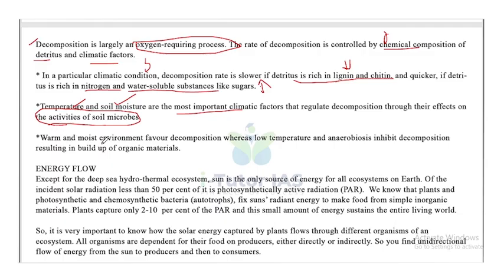Warm and moist environment favors decomposition, whereas low temperature and anaerobiosis inhibit decomposition, resulting in buildup of organic materials. So warm and moist conditions increase the decomposition rate, while low temperature and anaerobiosis, meaning low oxygen conditions, will inhibit the decomposition.